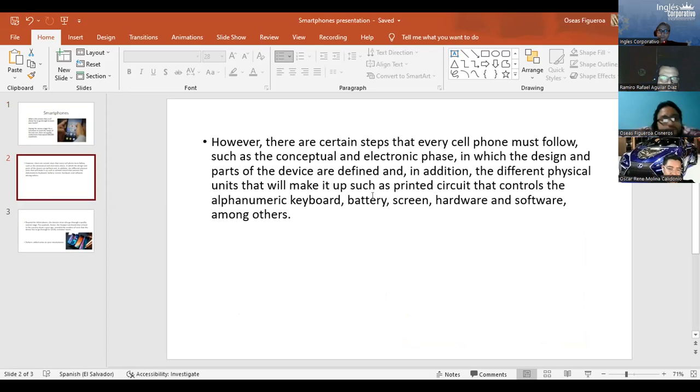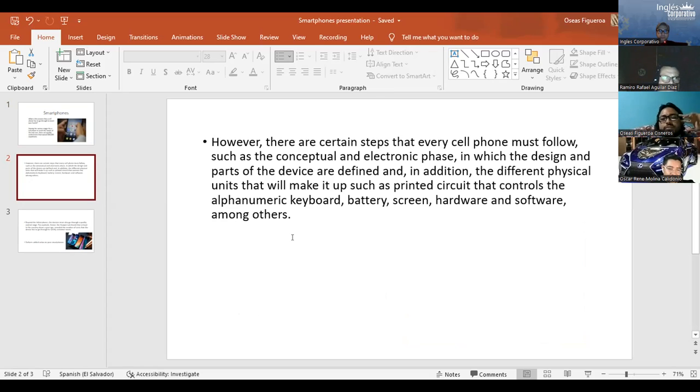Okay, as my friend Ramiro said, we decided to choose the smartphone as the product to analyze. We don't know the process to create a smartphone, but I think everybody knows the different distribution channels that companies who create smartphones use.